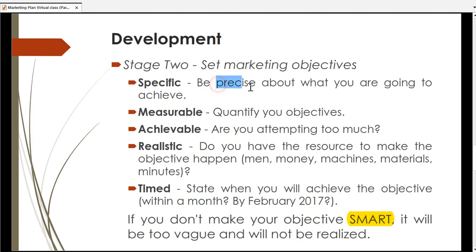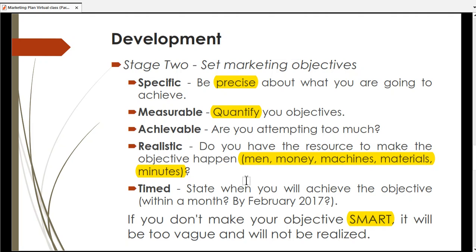Specific, precise, right? I'm not going to emphasize so much here, because this is part of another topic. This is not so specific here in marketing. Something that you can measure, precise, you can measure it. If you cannot measure it, it's very subjective to reach the objectives, okay? Are you attempting too much? Do you have the resource to make the objectives happen? Remember, M. Remember, we have man, money, machines, materials, and minutes.